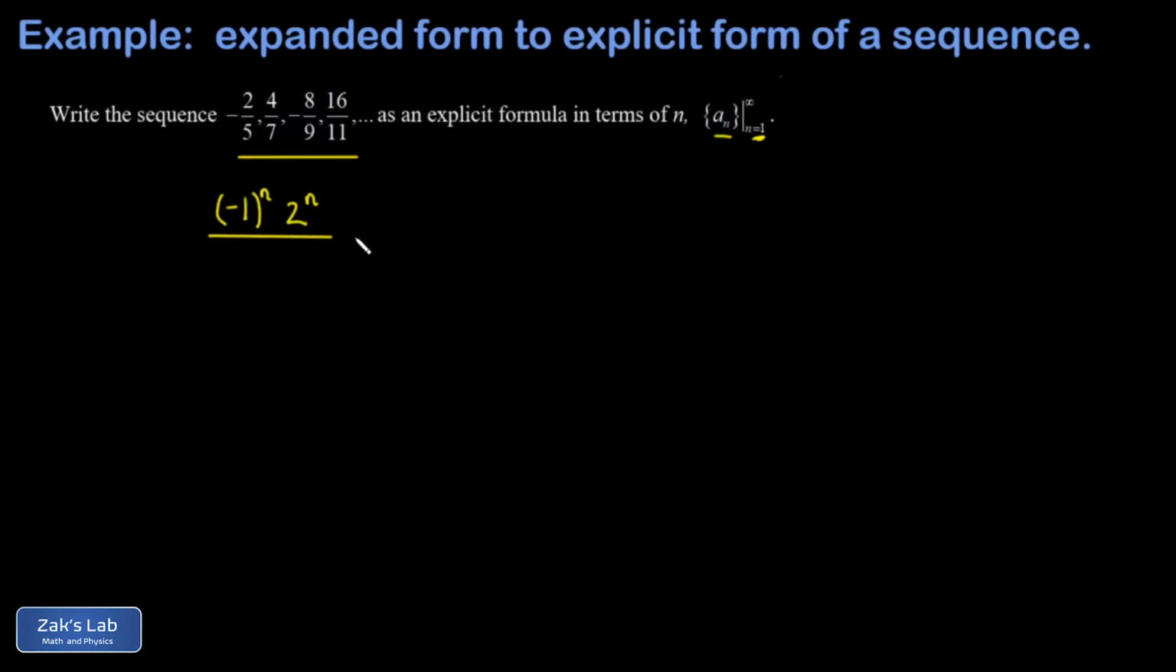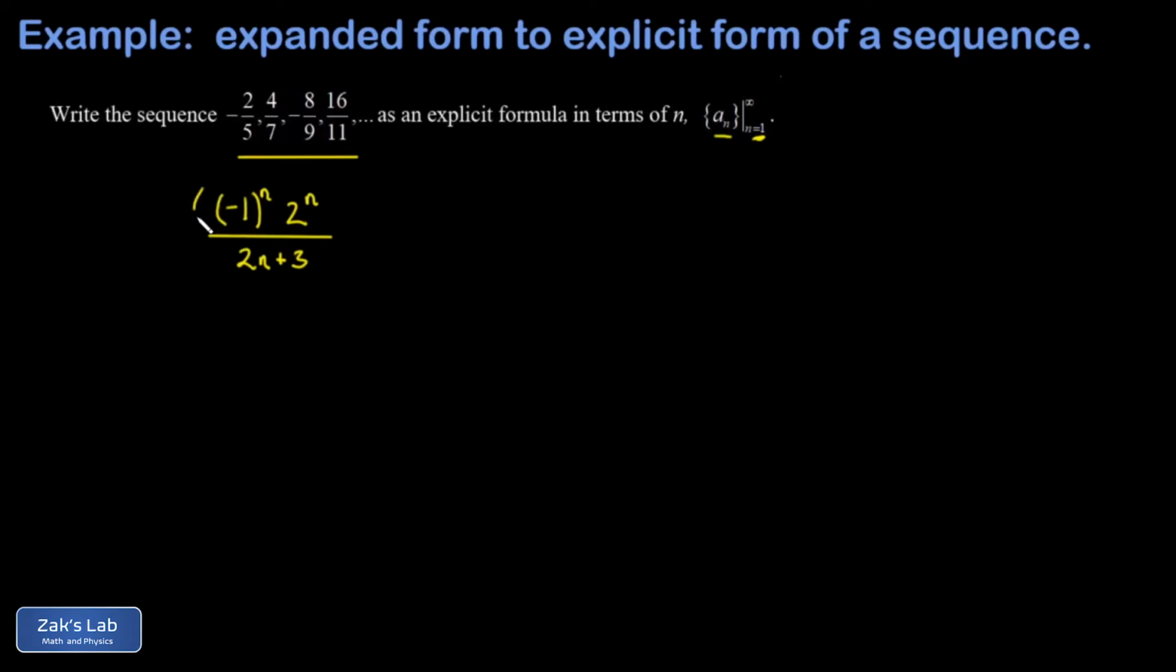Now my denominator is a little bit tricky. I notice that I'm starting at 5, and then I bump up by 2 every time n increases by 1. That's an arithmetic sequence, and we can handle this by writing it as 2n + 3. If I sub in n equals 1, I get 5. If I sub in n equals 2, I get 7, n equals 3 gives me 9, and so on.